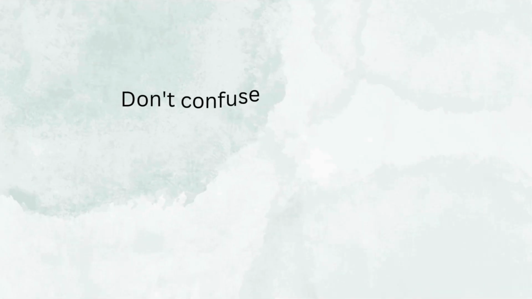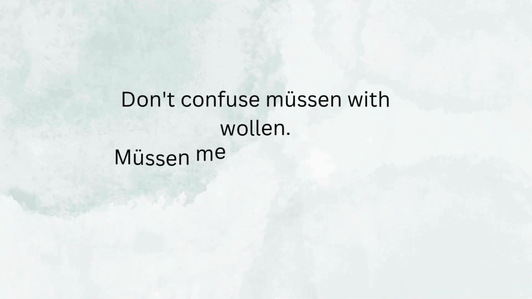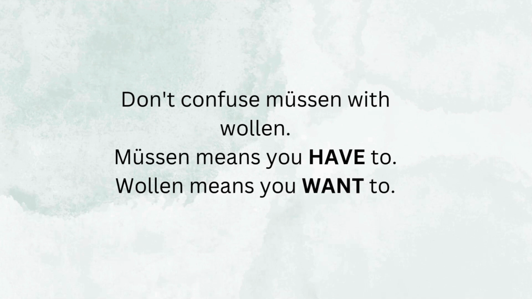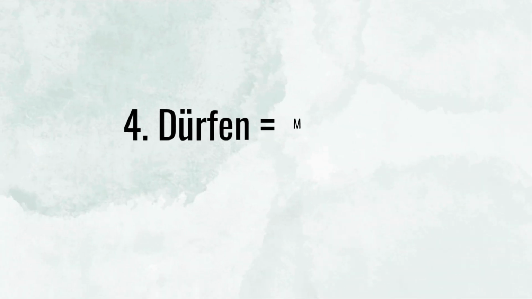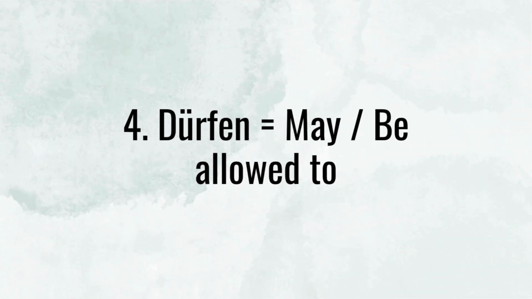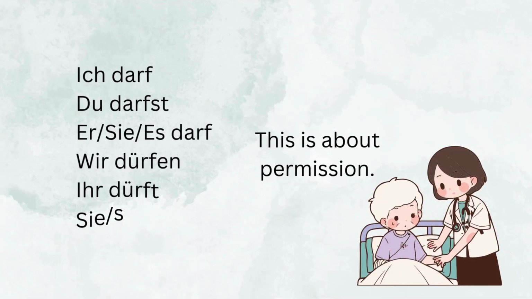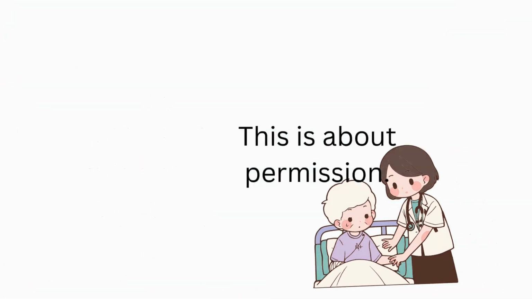A quick tip, don't confuse these 2 modal verbs. Müssen means you have to. Wollen means you want to. Very different. Dürfen. Noch einmal, dürfen. It means may or be allowed to. This is about permission. Present form. Ich darf, du darfst, er, sie, es darf. Wir dürfen, ihr dürft, sie dürfen.